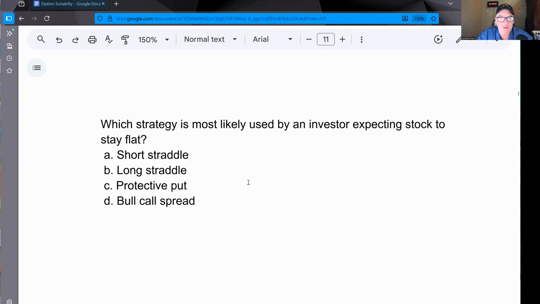Which strategy is most likely used by an investor expecting stock to stay flat? Again, not moving. Short straddle, stability. Boom. Remember something. Anytime you buy something, if you're spending money, you don't want flatness. You want it to move, okay? So anytime you sell something, neutral might be an answer. So B, C, and D are all buying things because a bull call is a debit call spread. So you're spending money, you don't want it to not move. If you spend money, you want movement. If you bring in money, usually neutral is okay. Very few times, other than short butterfly and short condor, is selling not for stability.